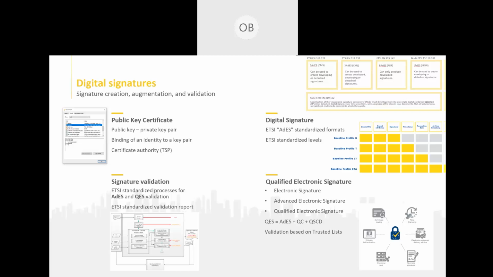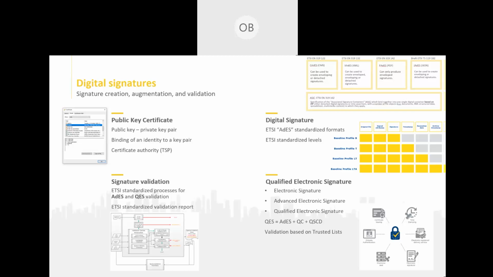When I talk about qualified electronic signature, it's a legal concept from eIDAS, and under eIDAS, there are 3 levels of electronic signature. The basic one, the advanced one, typically supported through digital signature, and the qualified one, which is actually an advanced electronic signature, but based on a qualified certificate.